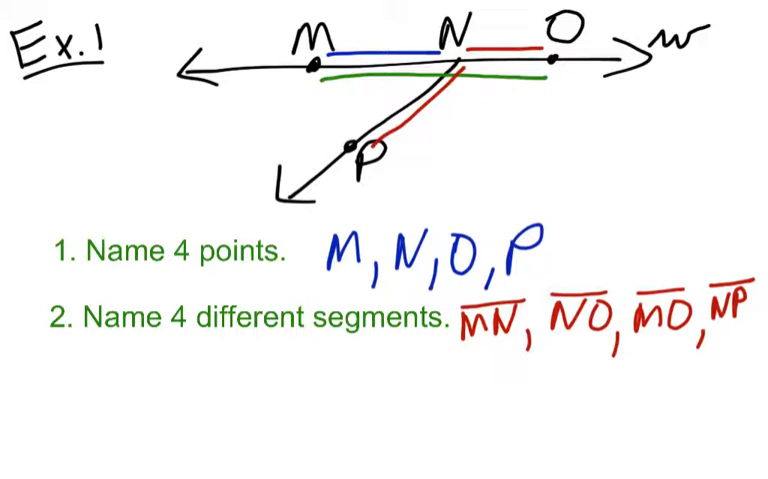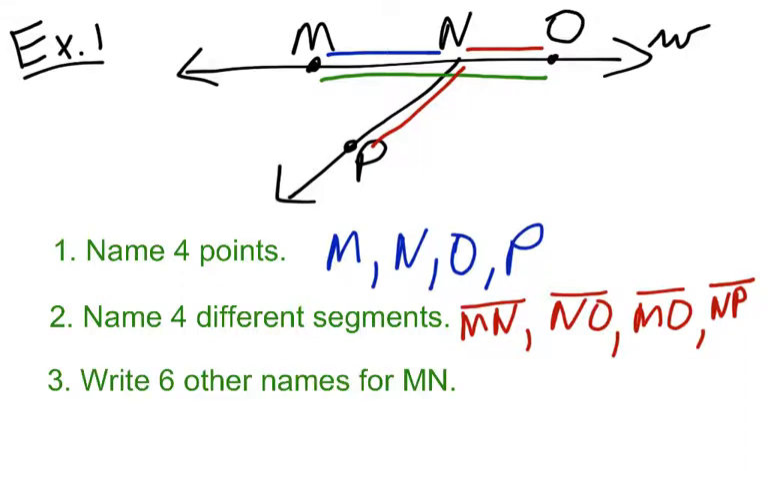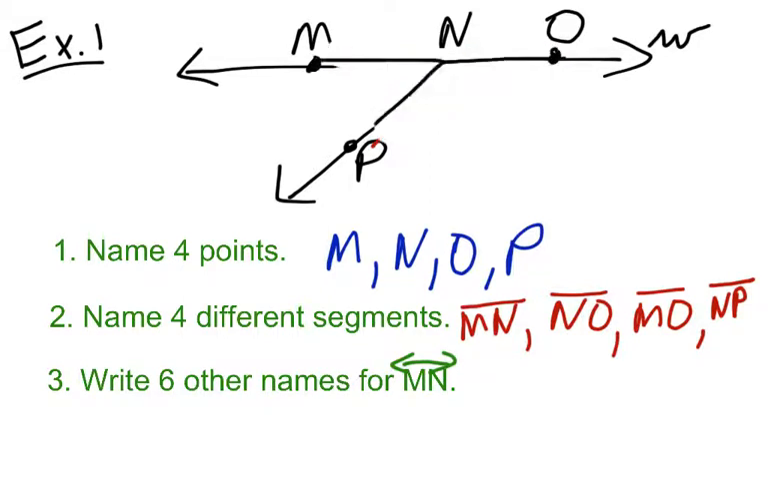Next question. Write 6 other names for line MN. Jot that question down. I want you to be thinking of those 6 other names for line MN. Now this isn't saying other lines for MN, it's just 6 different ways to write MN.